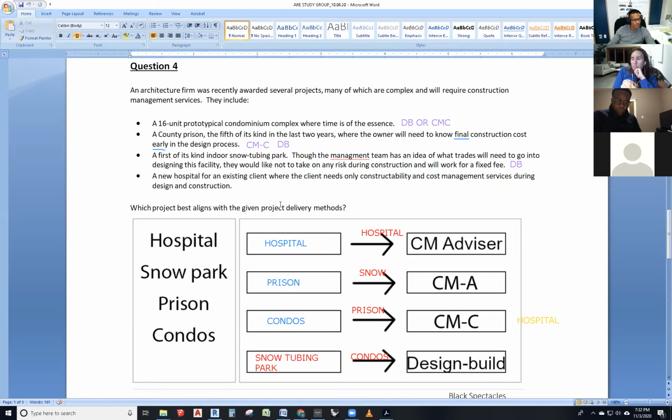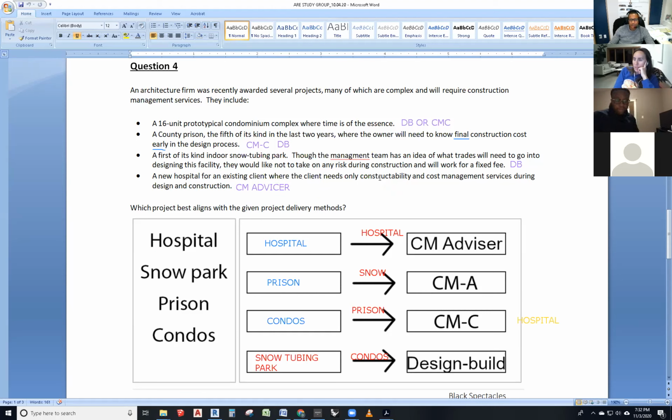A new hospital for an existing client where the client needs only constructability and cost management services. Okay, this is a little easier. So they can do either CM advisor or CMA, right? Those are the only two it can be. And I think it's probably just constructability, like advisor, right? Okay.